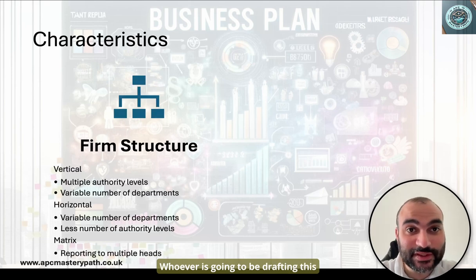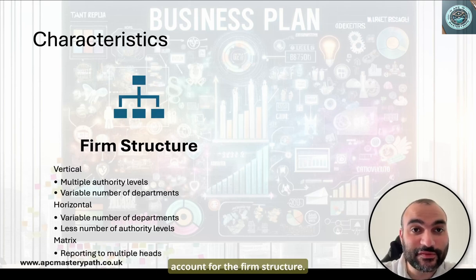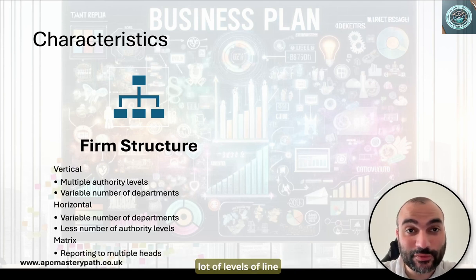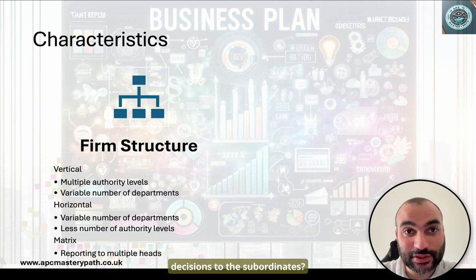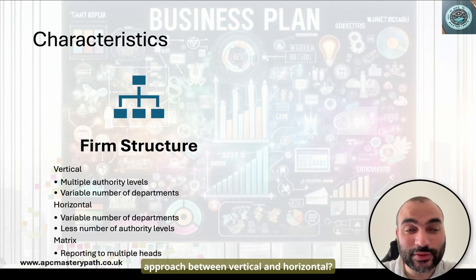Whoever is going to be drafting this business plan has to account for the firm structure. Is the firm a vertical firm with quite a lot of levels of line management to take decisions, or is the firm more of a horizontal one where managers can delegate a wide variety of decisions to the subordinates? Or is the firm, simply speaking, a hybrid approach between vertical and horizontal, vertical in some departments or horizontal in some departments, or following what's called a matrix structure?